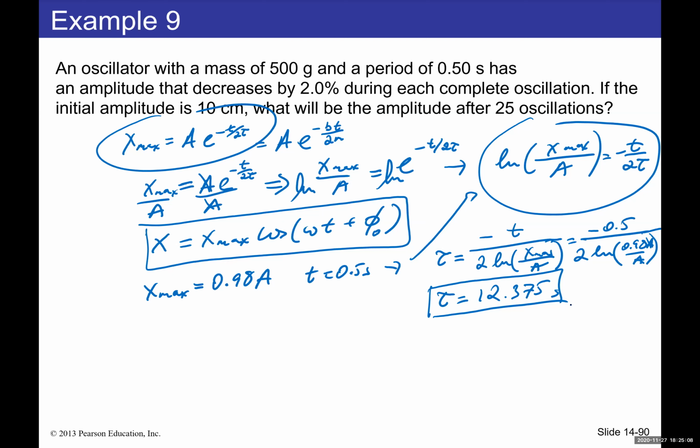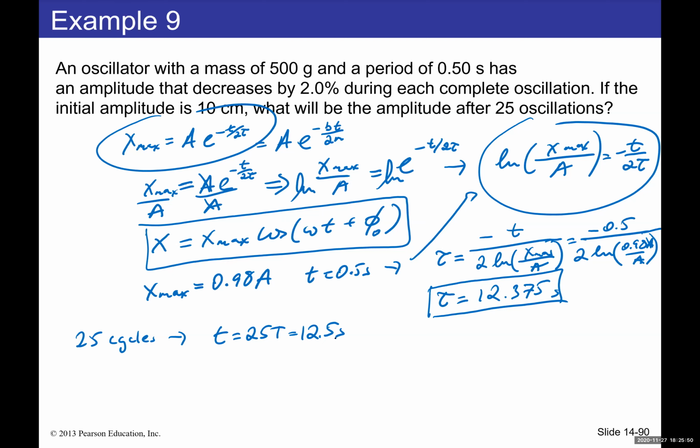Now, we are also told that we want to know, if the initial amplitude is 10 centimeters, what will be the amplitude after 25 oscillations? The time for each oscillation is 0.5 seconds. That means we can say 25 cycles, or oscillations, so t is equal to 25 times the period, and it equals 12.5 seconds. That means after 25 cycles, the time is 12.5 seconds.